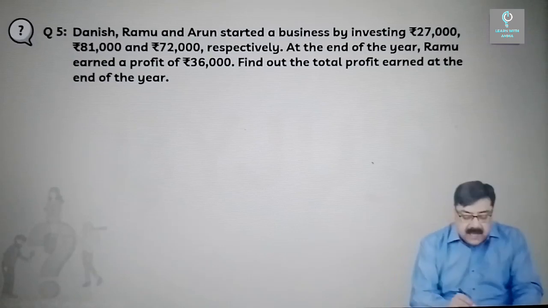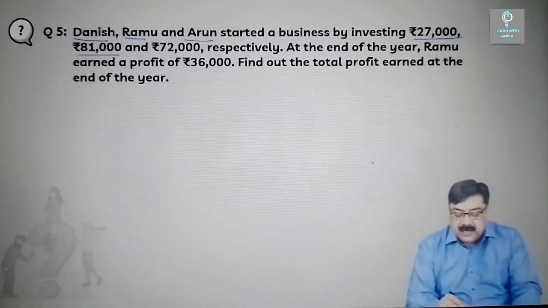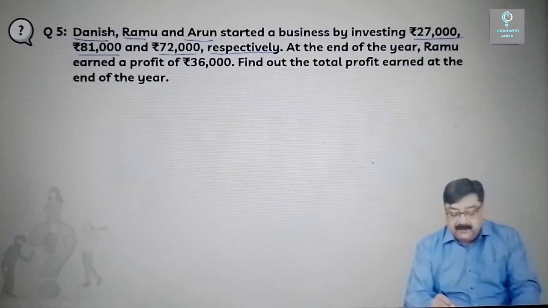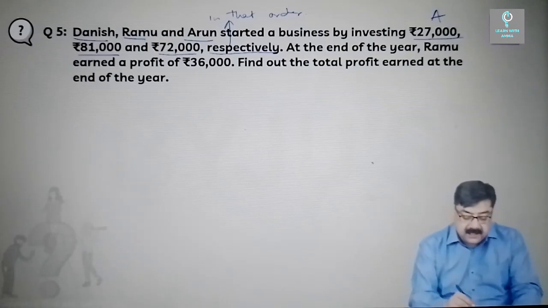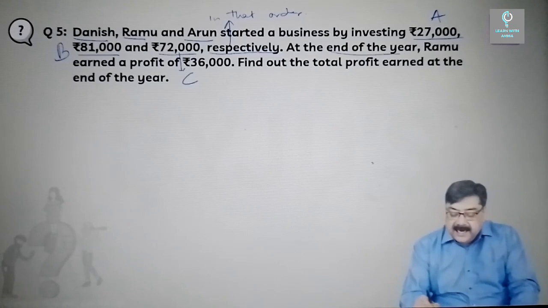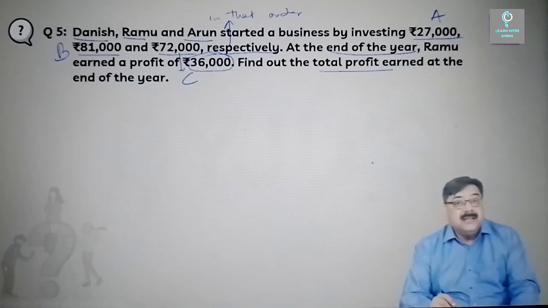Look at the next question. Danish, Ramu and Arun started a business by investing rupees 27,000, rupees 81,000 and rupees 72,000 respectively. Now respectively means in that order. So this is the investment of A, this is the investment of B, and this must be the investment of C. At the end of the year, Ramu earned a profit of rupees 36,000. So find out the total profit earned at the end of the year.